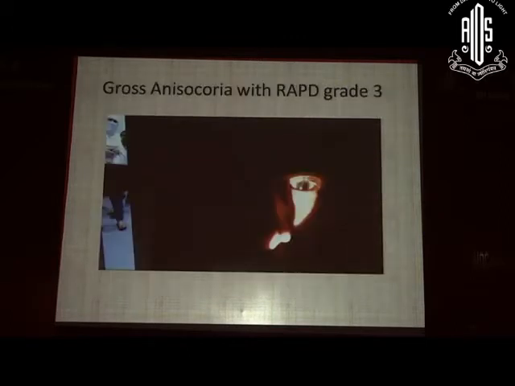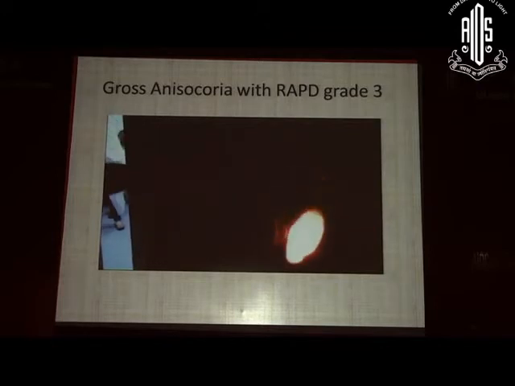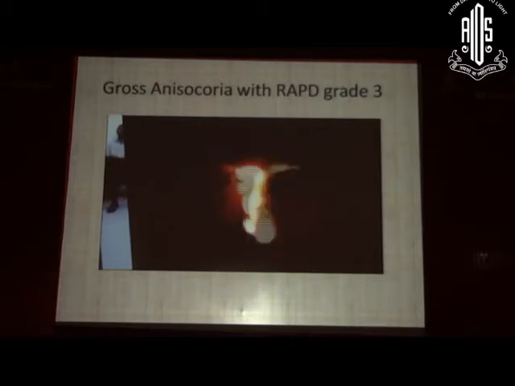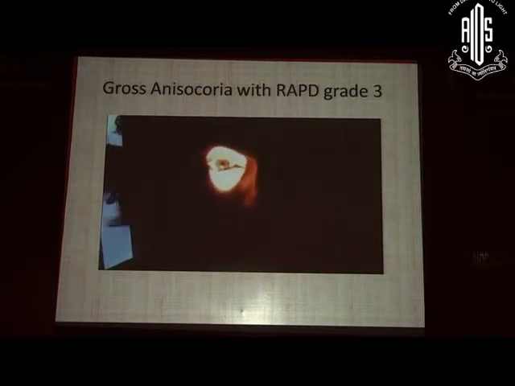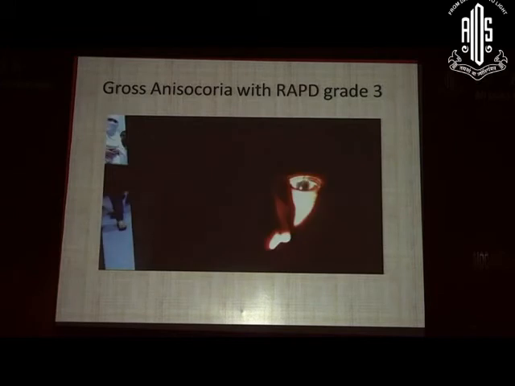And the last video is of a gross RAPD with anisocoria. The left eye has a dilated pupil due to trauma as well as an RAPD. When you go to the right normal eye, the pupil constricts immediately. So this tells us that the left abnormal eye has dilated pupil as well as optic neuropathy.